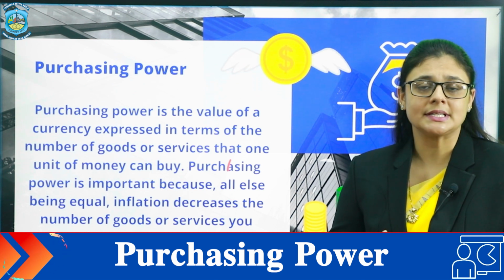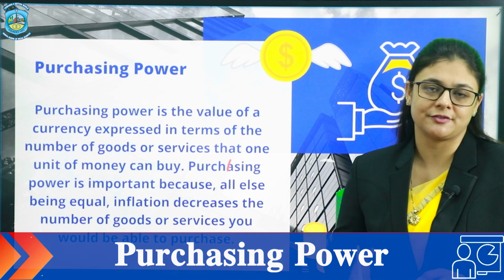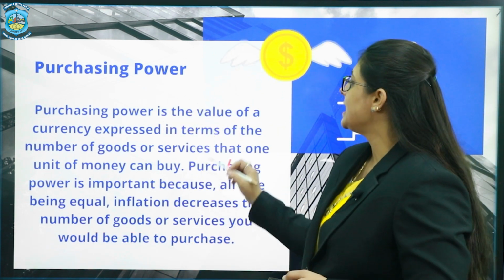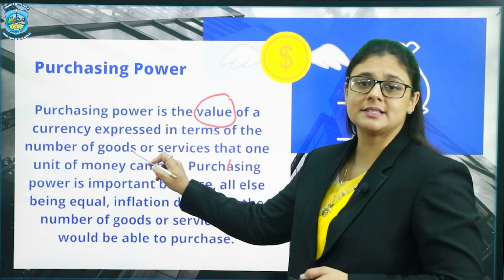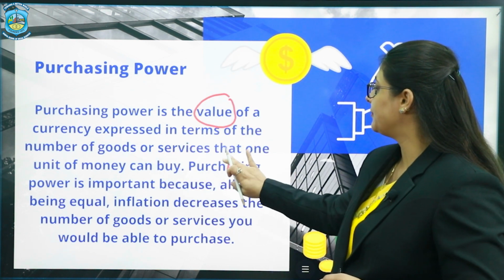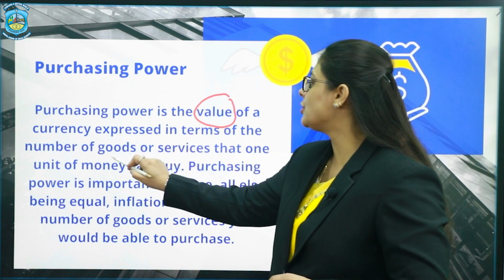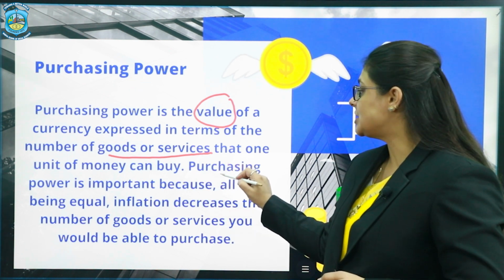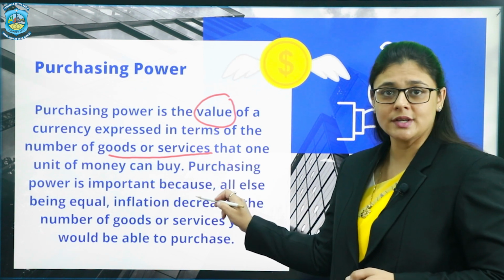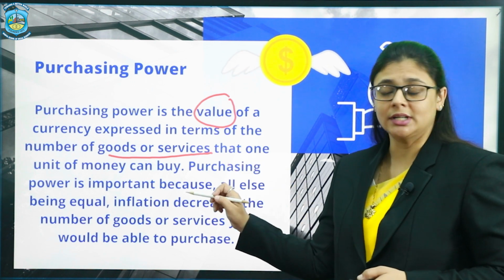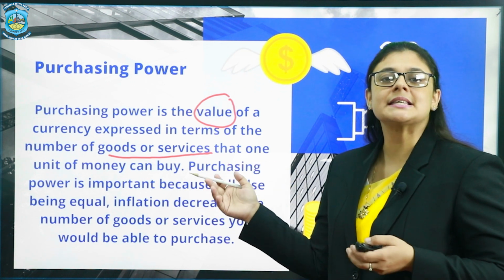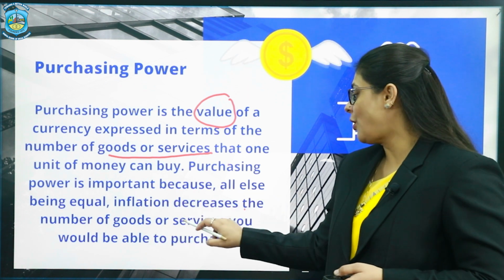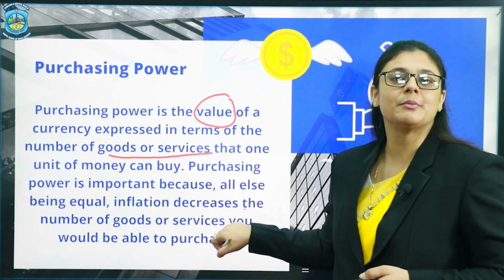Now, I used the word purchasing power. So let's talk about this term purchasing power and try to define it. Purchasing power is the value of the currency expressed in terms of the number of goods and services that one unit of money can buy. Purchasing power is important because, all else being equal, ceteris paribus, as we say in economics, inflation decreases the number of goods or services you would be able to purchase.